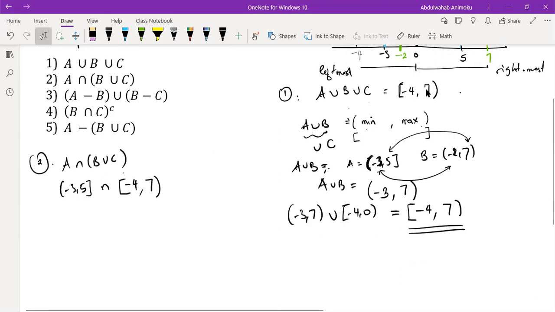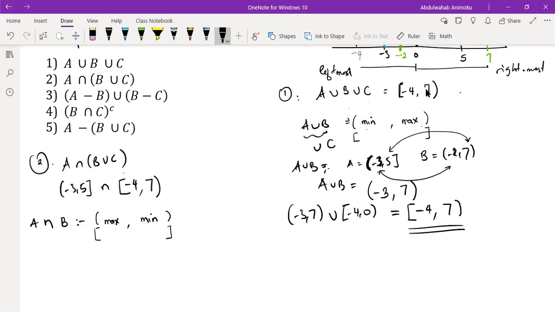For intersection, it has the opposite rule of the union of two sets. So if I want to find the intersection of two sets, let's say A and B, what will happen is we'll take the maximum of the left-hand side and the minimum of the right-hand side. And we also accompany this with either open or closed, depending on what this maximum has and what this minimum has.